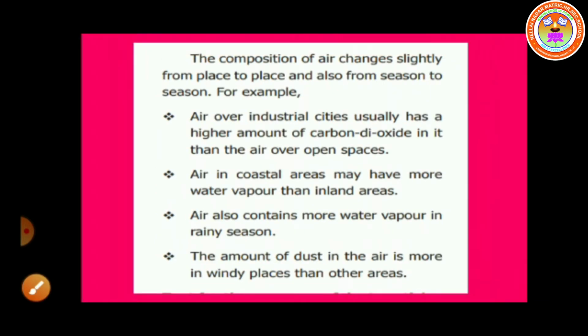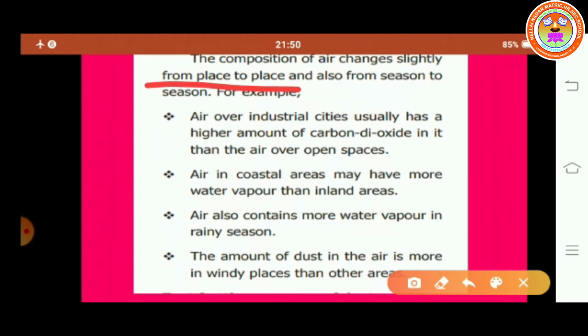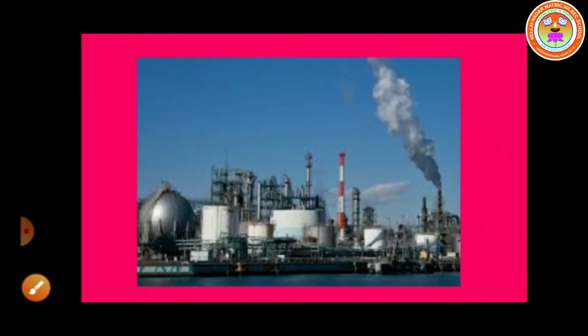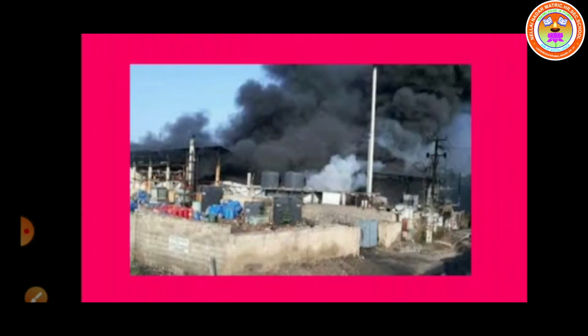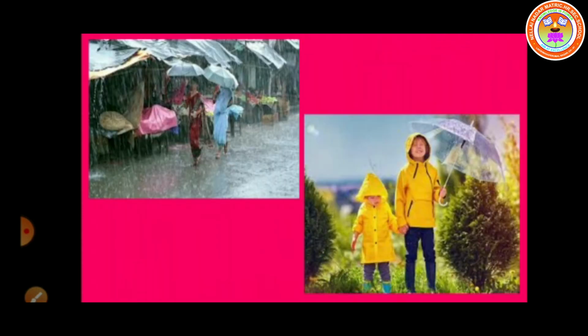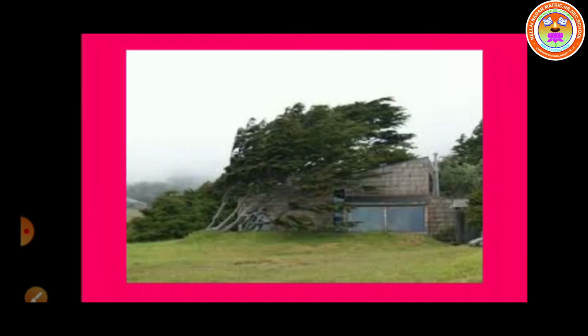Okay, students. So, air is a mixture of various gases. The composition of air changes slightly from place to place and also from season to season. For example, air over industrial cities usually has a higher amount of carbon dioxide in it than the air over open spaces. Air in coastal areas may have more water vapor than inland areas. Air also contains more water vapor in rainy season. The amount of dust in the air is more in windy places than other areas.